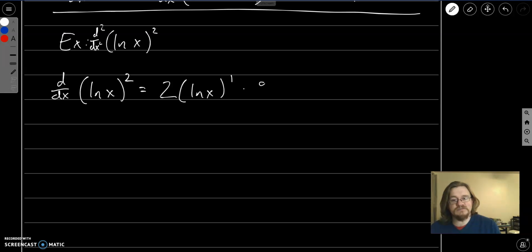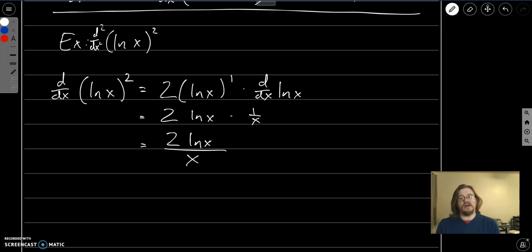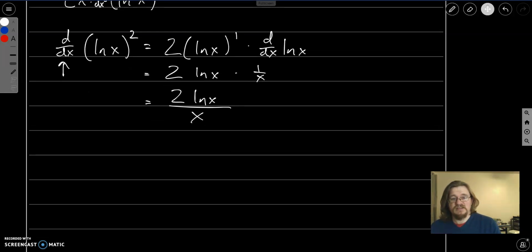And I need to take it times the derivative of the inside. Well, the derivative of the natural log of x is just 1 over x. It's going to be 2 times the natural log of x times 1 over x. So this is going to be 2 times the natural log of x divided by x. And that's it. Okay? So that is the first derivative, but we want the second derivative. So the second derivative of the natural log of x squared, well, we just need to take the derivative of our derivative.